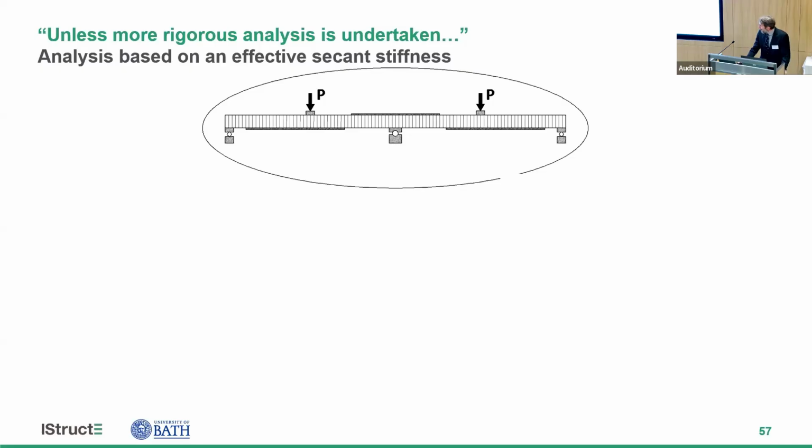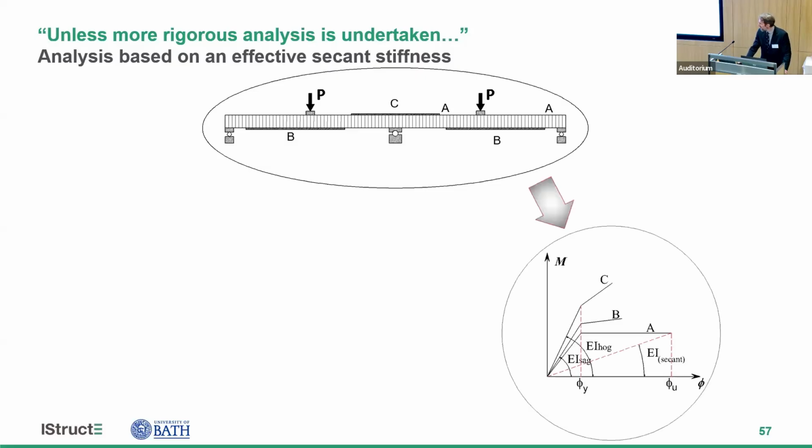And then, as Annex J said, unless more rigorous analysis is undertaken, you can't redistribute. So what we wanted to do was work out how we can do that analysis. So we took our beam, we separated it into a whole load of different cross sections, and at each cross section we had a moment curvature relationship. So unstrengthened section, sagging region, hogging region.